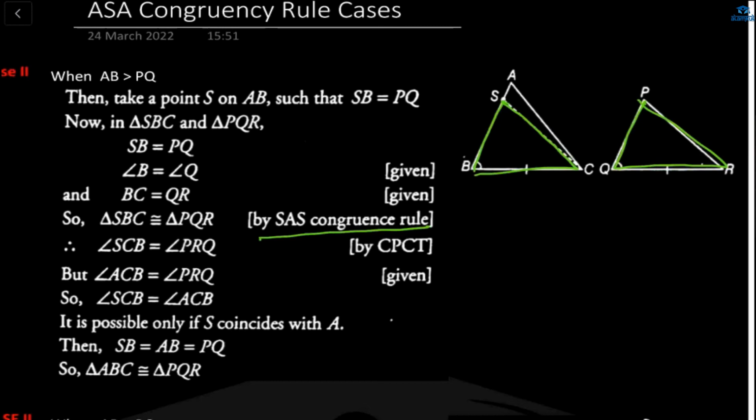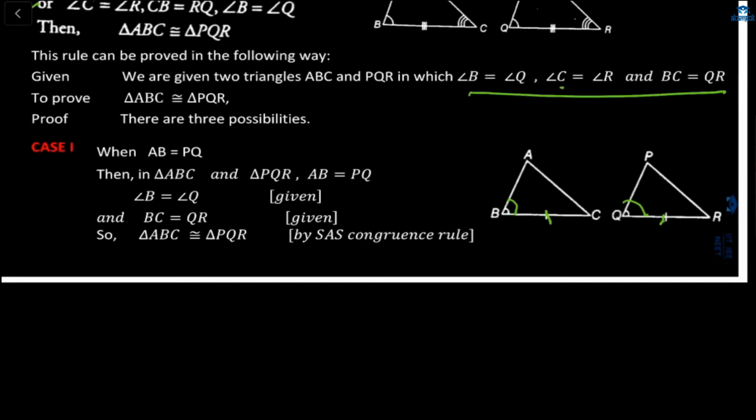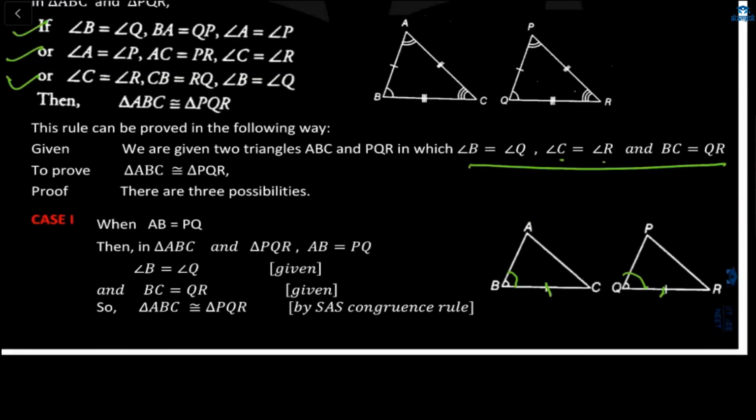Understood? Now we have to prove that only these three things were sufficient to prove that the two triangles are congruent. There should not be any extra condition. Now, in triangle SCB, since both the triangles are congruent, from CPCT you can say that angle SCB is equal to angle PRQ. Yes or no? Yes. But it was already given in the starting that angle C is equal to angle R, that is, angle ACB is equal to angle PRQ.